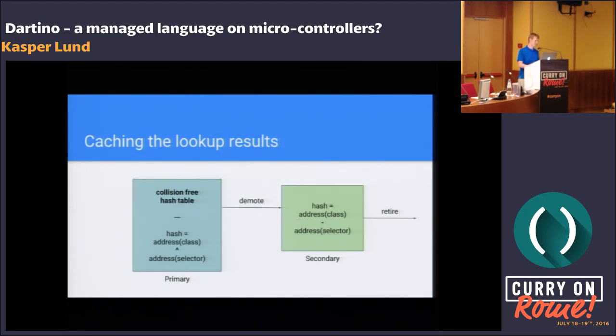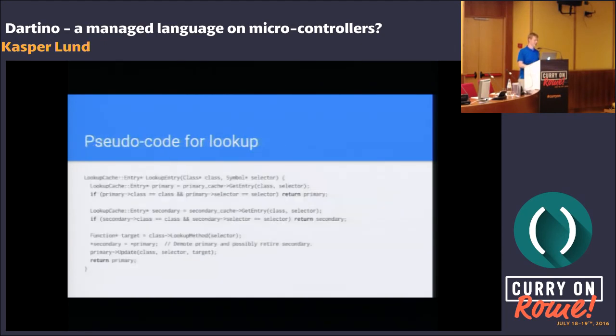And if you look at it from an abstract point of view, the kind of code you'd need to go through to actually look up in this table is something like this. First you probe the primary table, see if the entry you find there matches the class and selector you're looking for. If it does, you're done. And this is where you hope to spend most of your time. Just hit that table and you're done. If that doesn't work, you look in the secondary one, and if that's there, you're fine still.